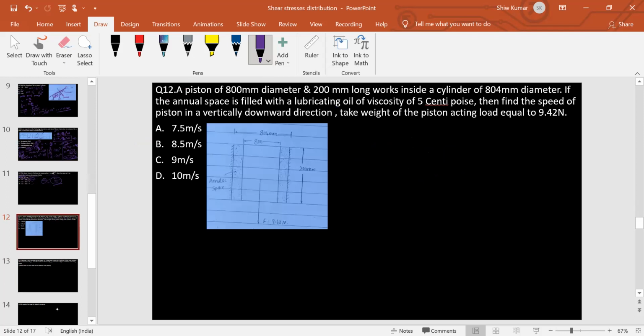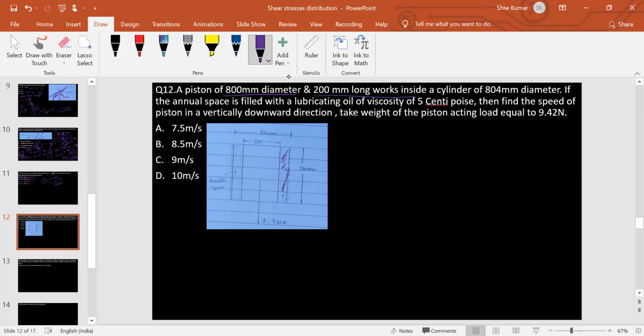Next, we'll check it here. That is the last question. Second last question. A piston of 800 mm diameter and 200 mm long works inside a cylinder of 804 mm diameter. If the annular space is filled with lubricant of viscosity 5 centipoise, then find the speed of the piston in a vertical downward direction.